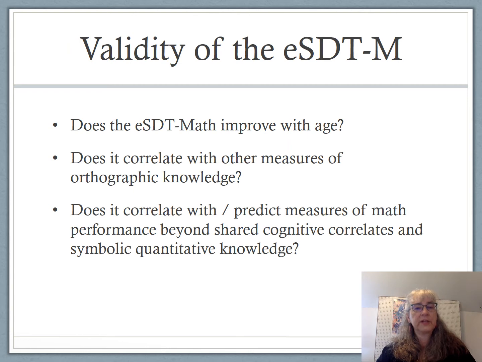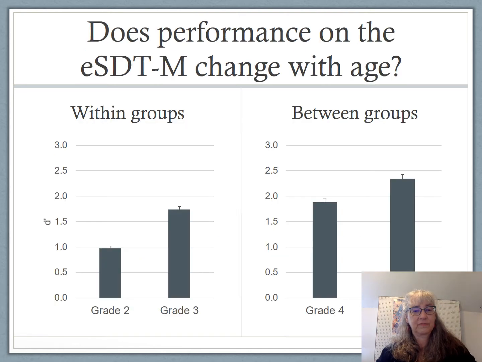We address the validity of the ESDT math in three ways. First of all, we asked, does it improve with age? Secondly, we asked whether it correlates with other measures of orthographic knowledge, which in this case is word reading. And third, we asked, does it correlate and or predict measures of math performance beyond their shared relationships with other cognitive measures and with symbolic quantitative knowledge?